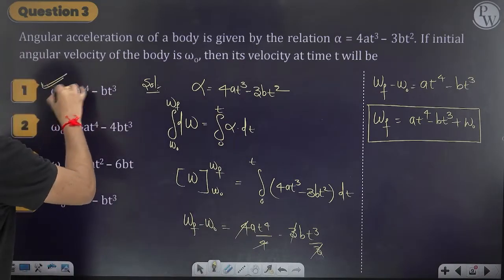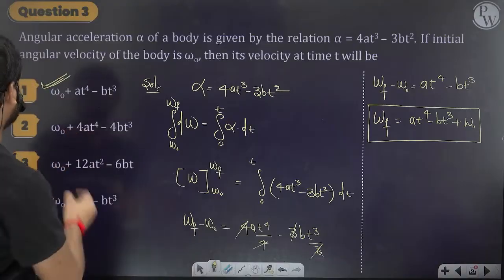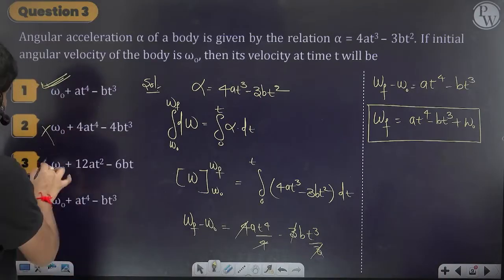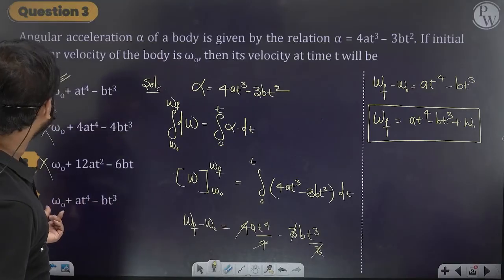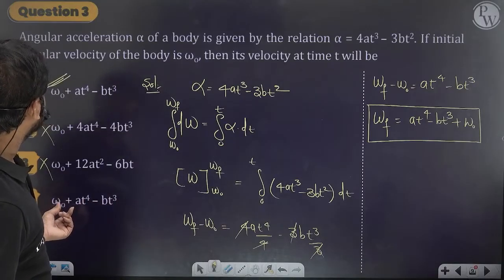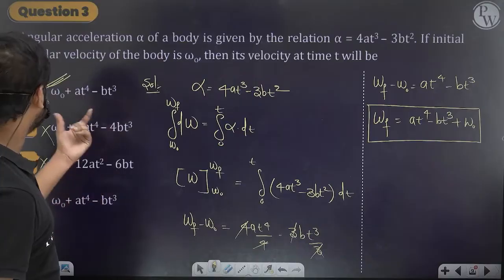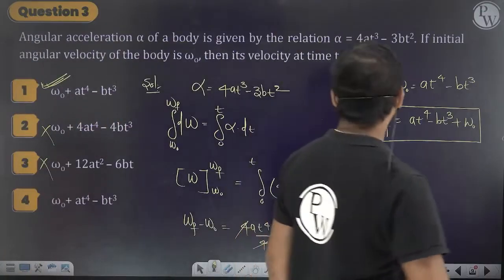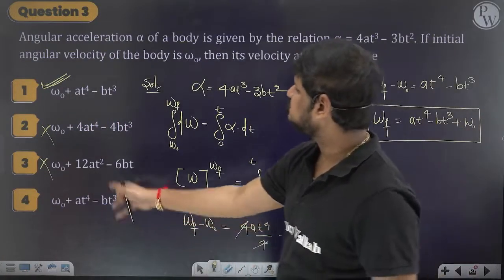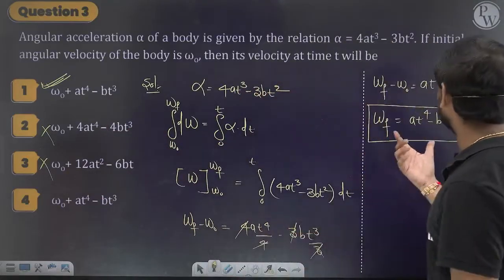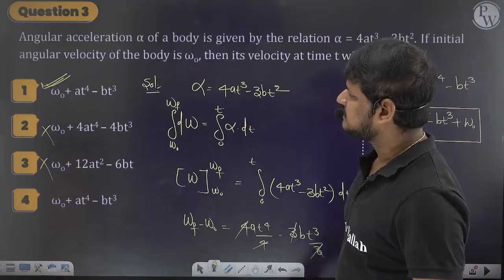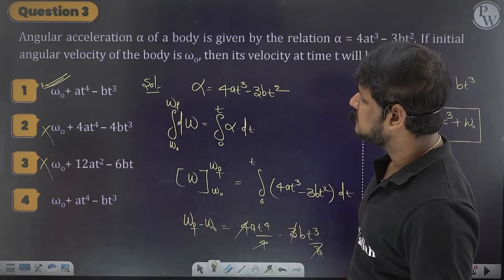Option A is the correct one. Here 4 a t to the power 4, no. Here 12, no. Here a t to the power 4 minus b t cube plus omega naught. Both of these options are given the same, so I guess something is missing in one of them. The option should be either A or 4. We got the same answer, right? Yes, omega naught plus a t to the power 4 minus b t to the power 3.